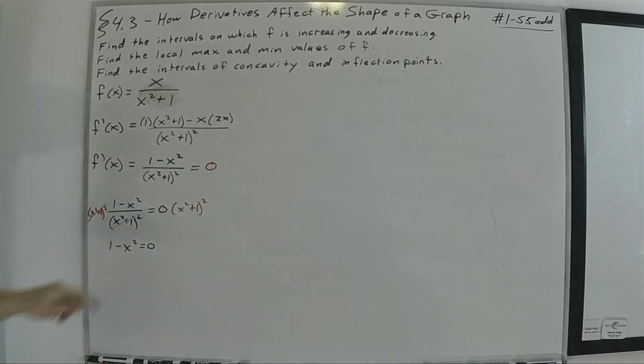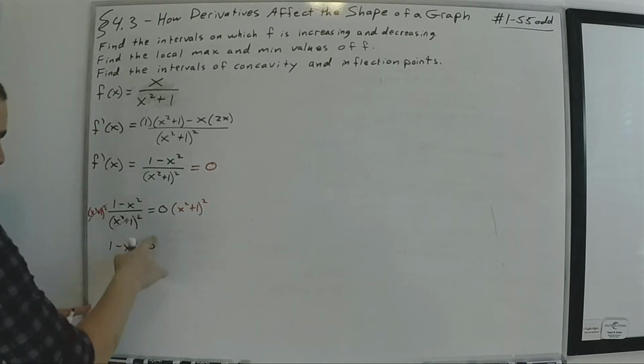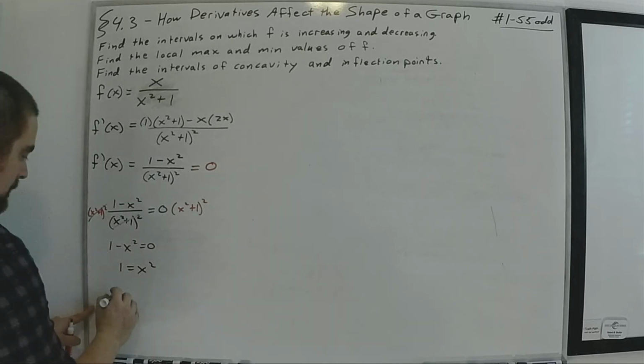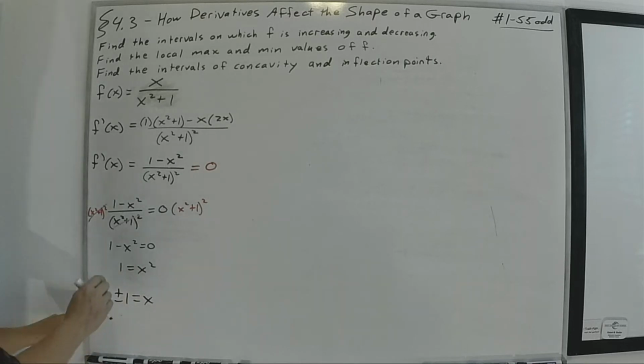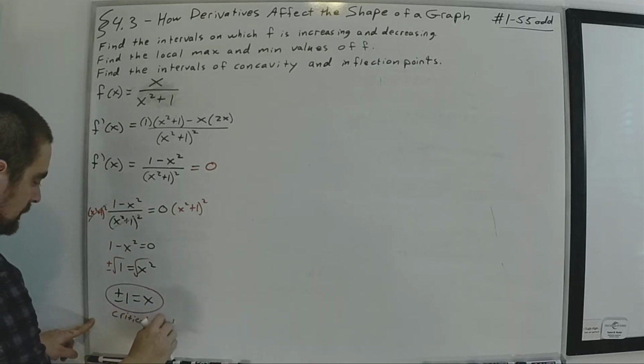So I'm setting the numerator equal to 0: 1 minus x squared. Add x squared over to the other side. That means 1 is equal to x squared. That means that x, if I take the square root on both sides, I have to do plus or minus the square root on both sides. That means I've got positive or negative 1. So these are my critical numbers. I'm going to label them.